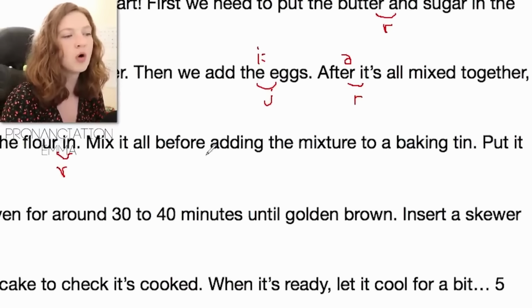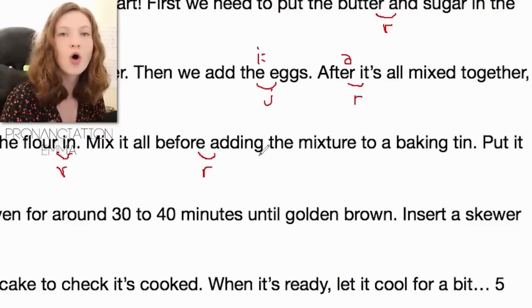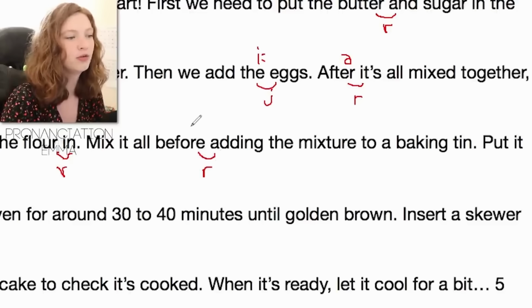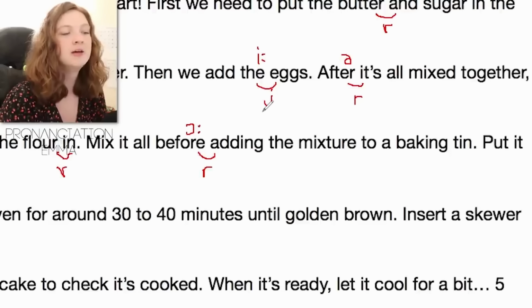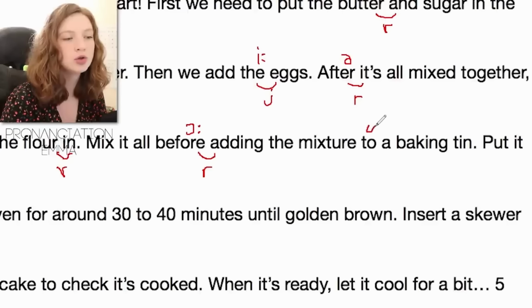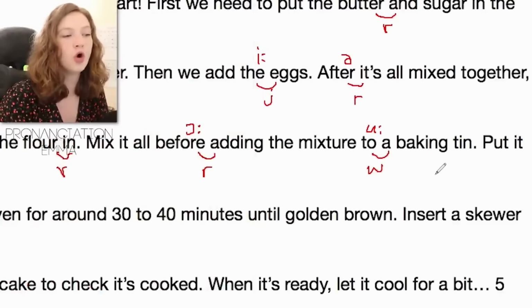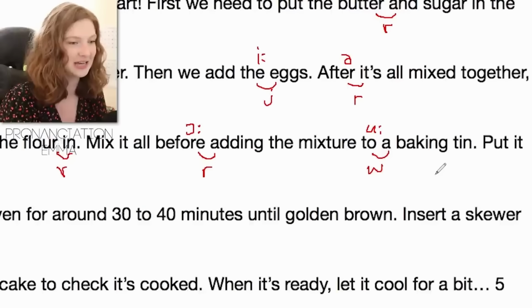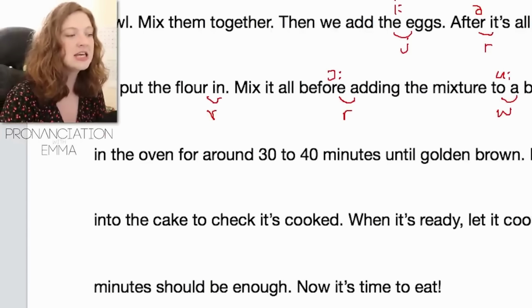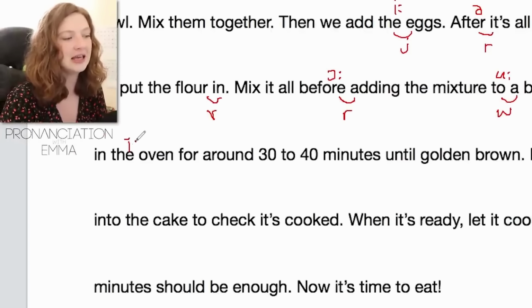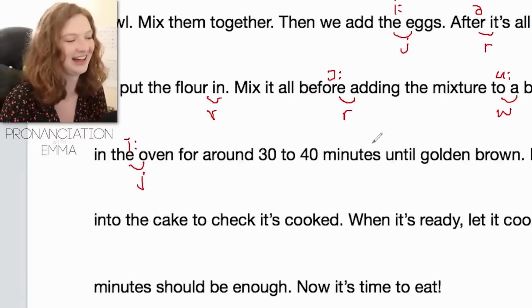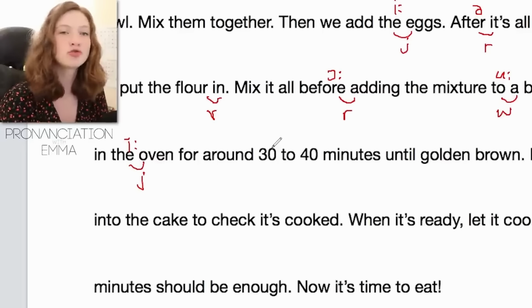Mix it all before adding. So before, we have this O vowel. Before adding the mixture to a baking tin. Mix it all before adding the mixture to a baking tin. Put it in the oven. That's meant to be an E. The oven for around.